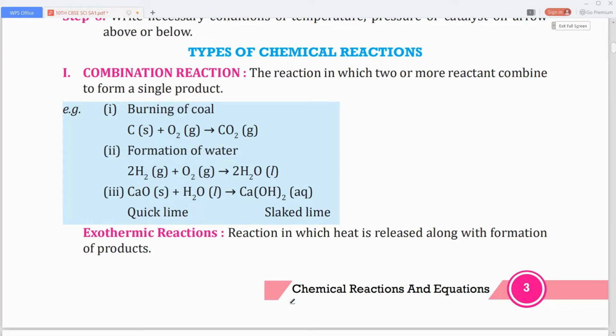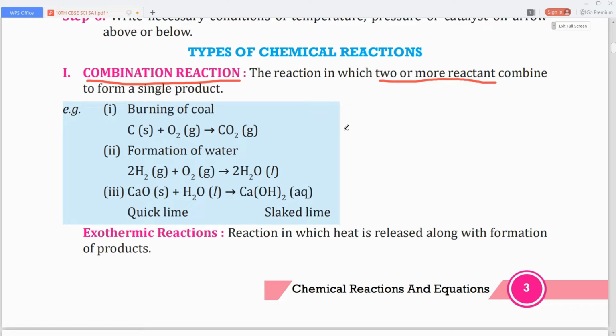Hello friends, today I want to explain to you the types of chemical reaction. Yesterday we saw the video related to chemical reactions. Now, types of reaction. The first type is combination reaction. What is the meaning of combination? Simple. Two or more reactants combine to form a single product.